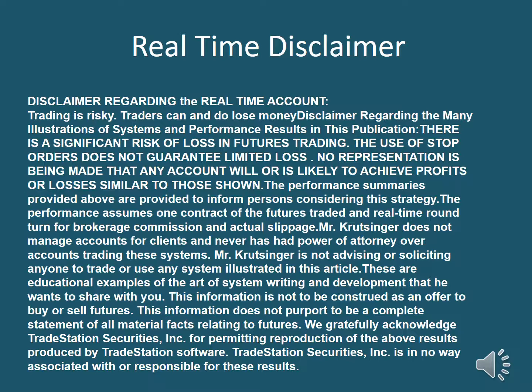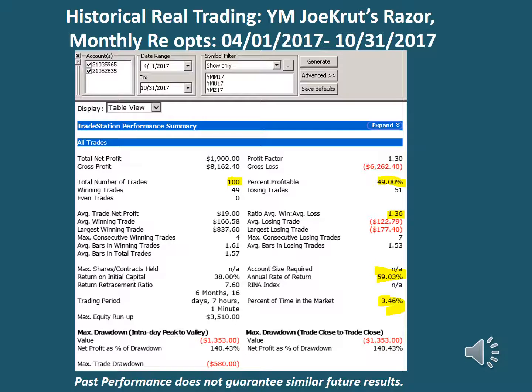Now, these next 2 slides are real time, and they're just kind of the year-end recap of what I've been doing with Razor. And again, you can get a PDF of this by just contacting my office. All right, when I switched to trading Razor on the Mini Dow, that was on April the 1st of this year, and through October 31st, I traded that particular market and that particular system.